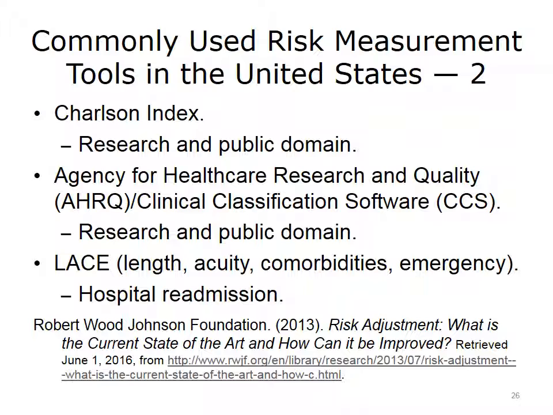The L stands for hospital length of stay. The A stands for whether past admissions had high acuity. C stands for co-morbidities. And E stands for whether or not the patient had to visit the emergency department. It is used by some health systems to identify persons at risk for readmission.